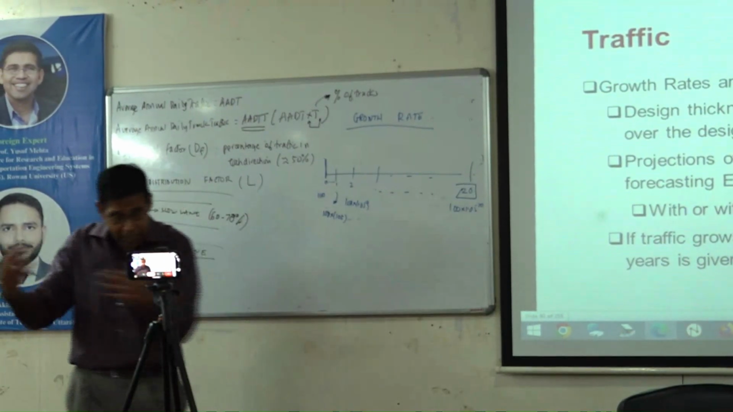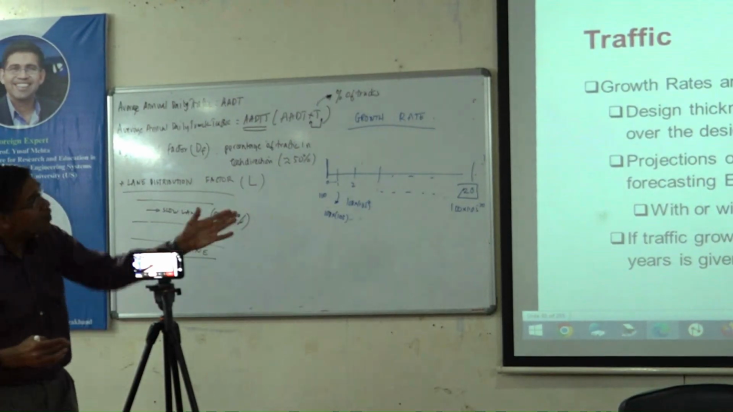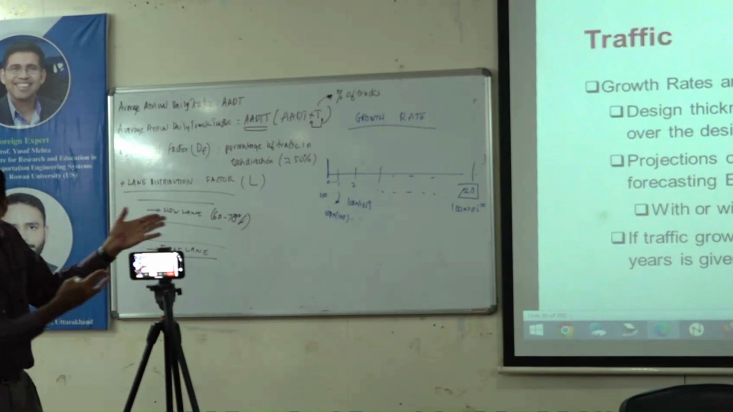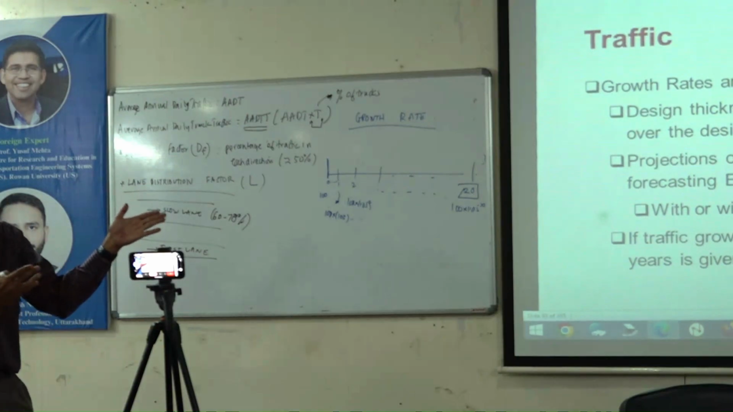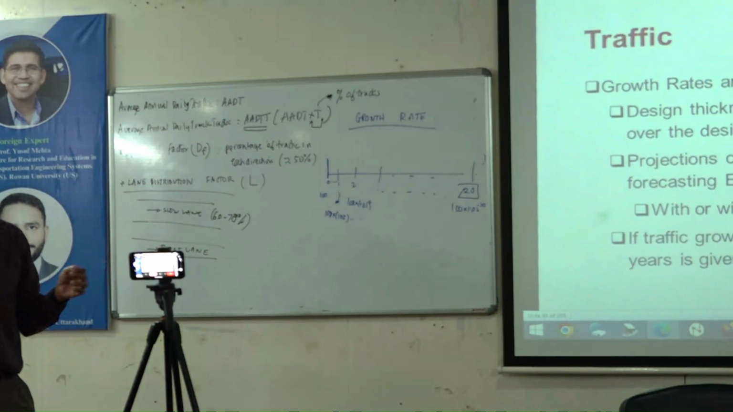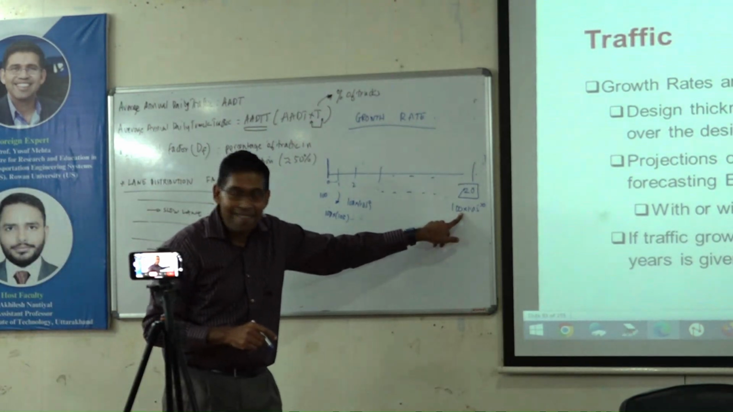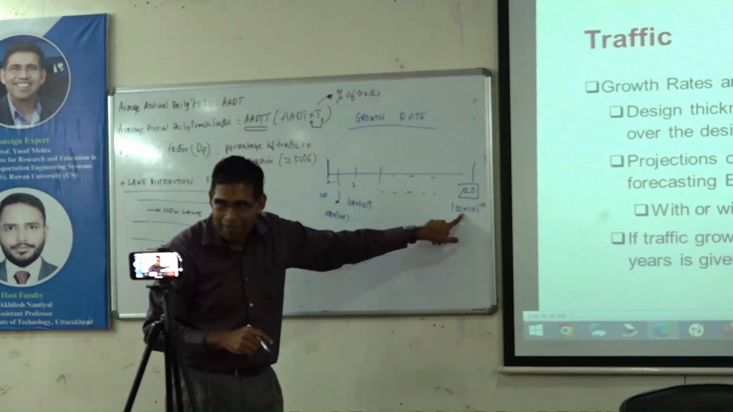My client told me design the road for 20 years. This is the traffic coming. How much traffic do I need to design for? Then for 20 years. But what is the number? What is the traffic number? I gave you the numbers. So 100 into 1.05 to the power 20. Yes, sir. Everybody?